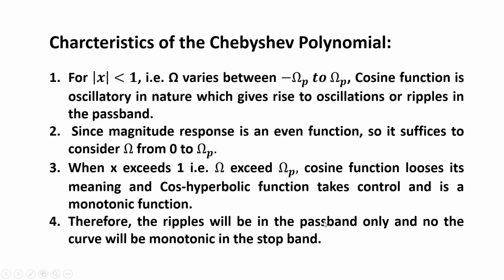Therefore, there will be ripples in the passband only, and no ripples in the stopband; the curve will be monotonic in the stopband. So ripples in the passband and monotonic in the stopband. Okay.